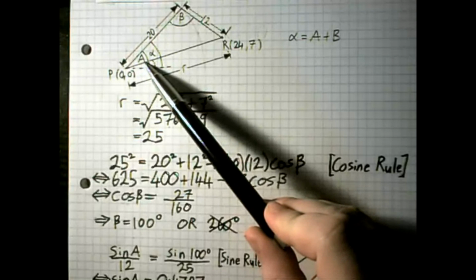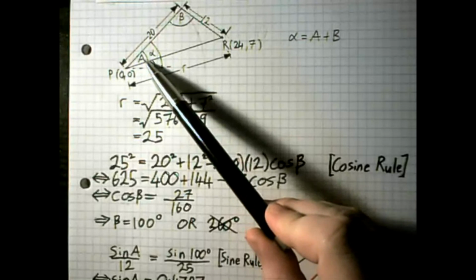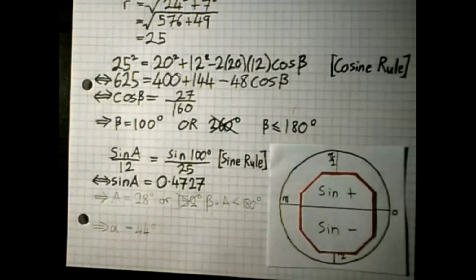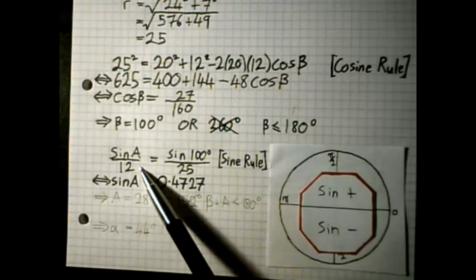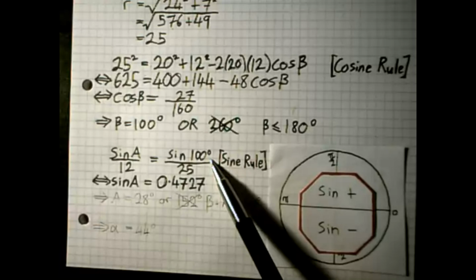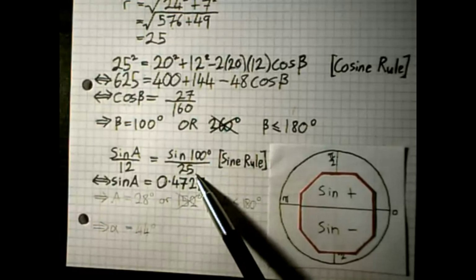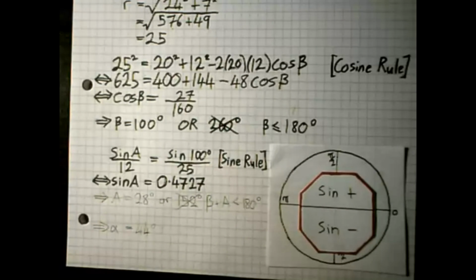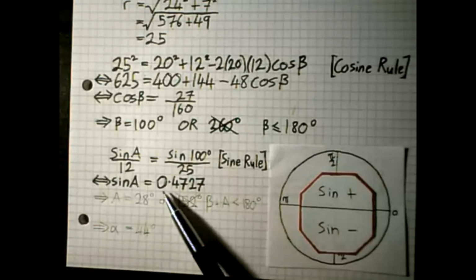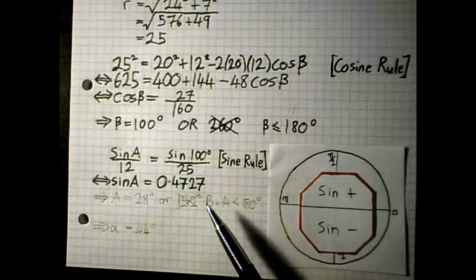Just remember, this isn't going to get alpha, this is going to get this angle A. With the sine rule then I have sine A over 12 is equal to sine of 100 degrees divided by 25. These are angles and they're opposite sides, that's the sine rule. So I got sine of A is equal to 0.4727.